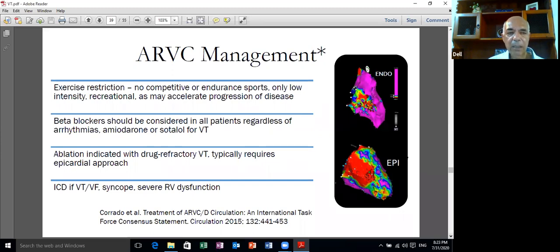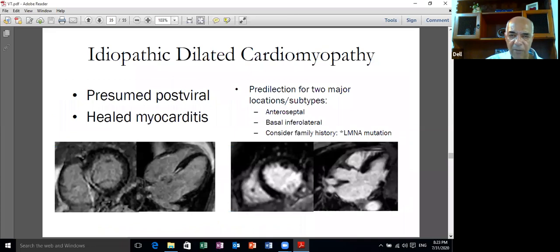So the treatment is exercise restrictions and the avoidance of competitive and endurance sports. Beta blockers should be considered in all patients regardless of the presence or absence of arrhythmia. Ablation for drug refractory cases frequently requires an epicardial approach, since the fatty infiltration and the scarring and inflammation is essentially epicardial. And ICD is indicated for secondary prevention, VT, VF, syncope, and in conditions of severe right ventricular dysfunction.